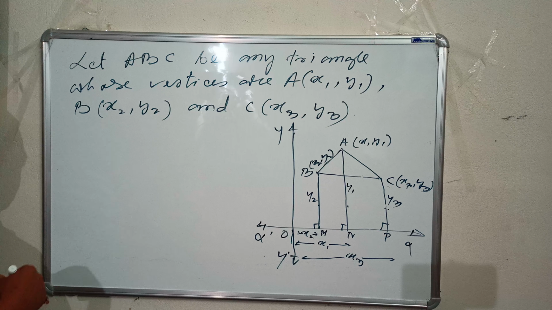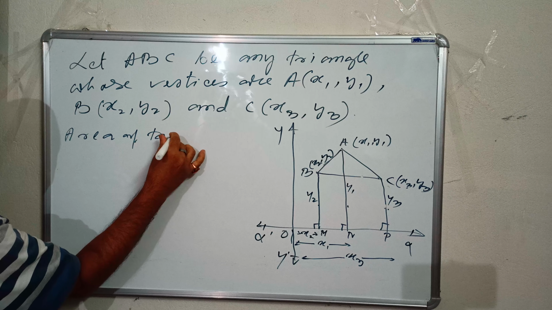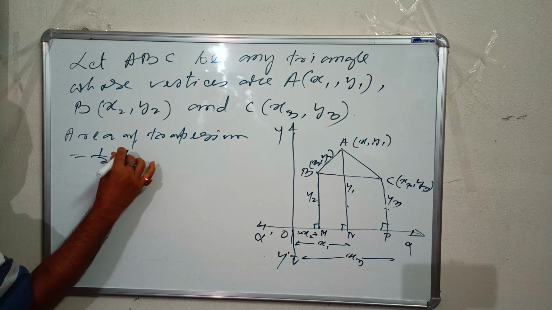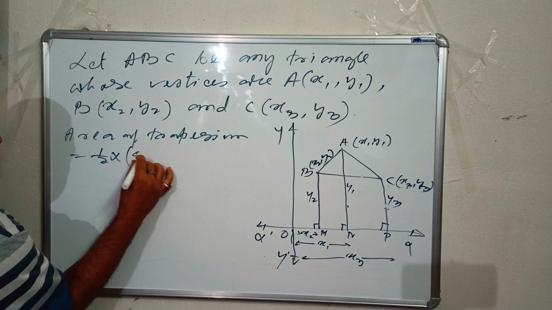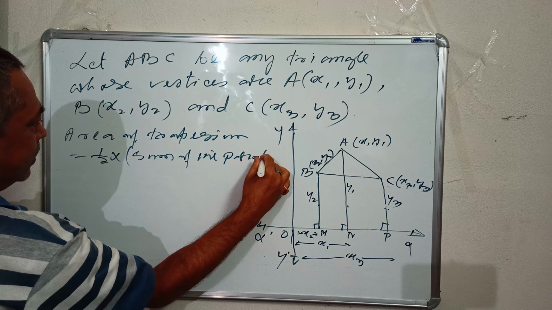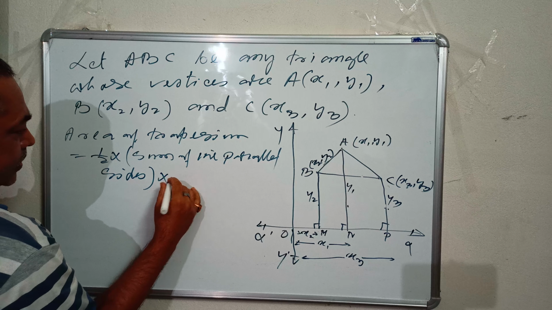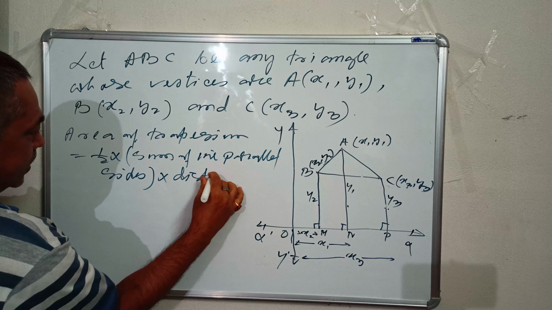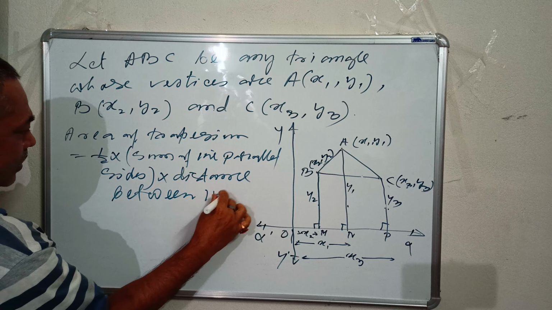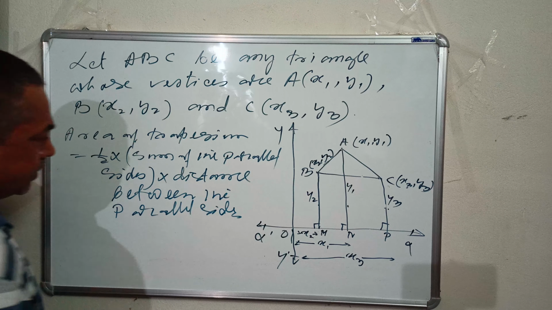Now the trapezium area formula, you know: area of trapezium equal to half into sum of the parallel sides into distance, distance meaning the perpendicular distance between the parallel sides. Now here I tell you the distance.